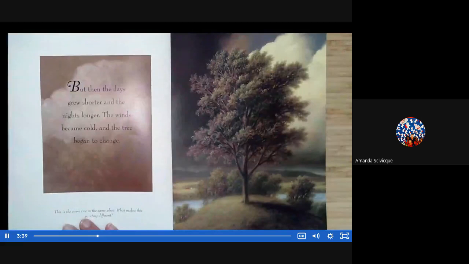But then the days grew shorter and the nights longer. The winds became cold and the tree began to change.